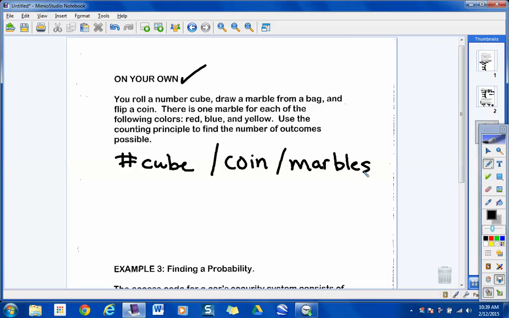So knowing this, that first part that I put up there is the number cube. How many options do you have to choose from on a number cube? 6. How about the number of outcomes for a coin if you flip it? 2, heads or tails, right? And then finally, how about the marbles? How many marbles are there? No, 3. Looks like a red, a blue marble, and a yellow. So how many marbles are there, kiddos? 3. Only 3 of them, right?